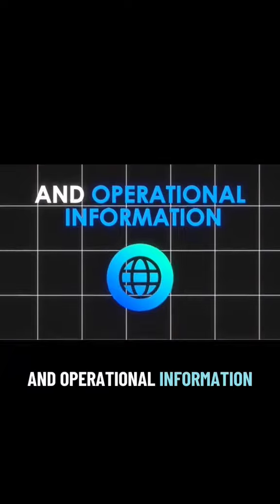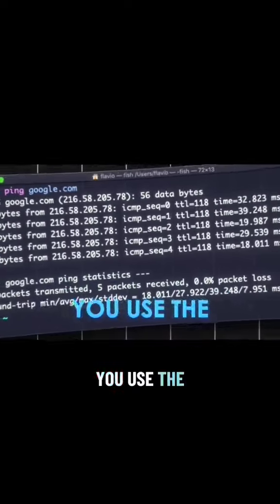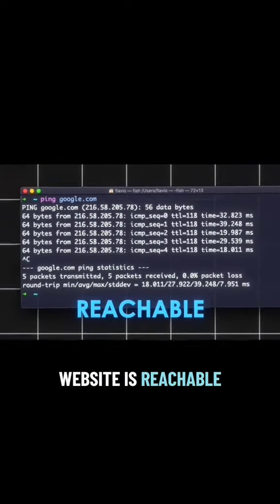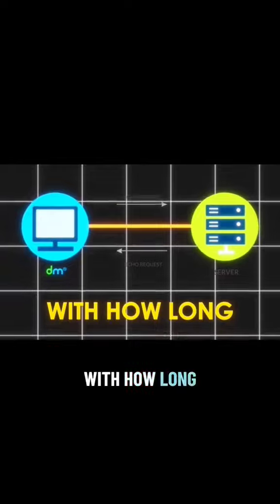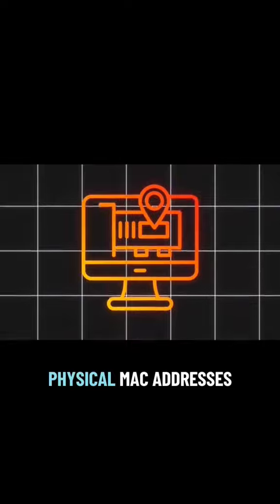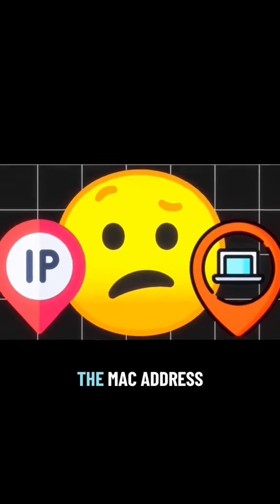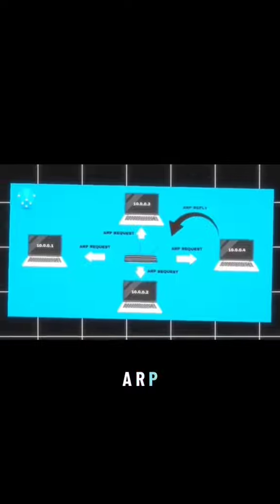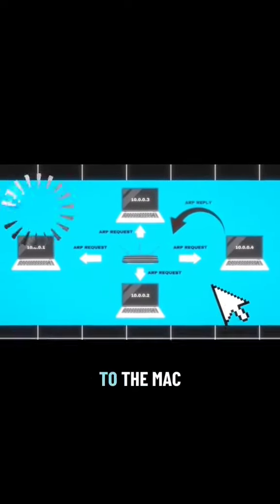ICMP is used for sending error messages and operational information. For example, when you use the ping command to check if a website is reachable, ICMP responds with how long it took to reach the destination. ARP helps devices on a local network discover each other's physical MAC addresses. For instance, if a computer knows an IP address but not the MAC address, it sends an ARP request to map the IP to the MAC.